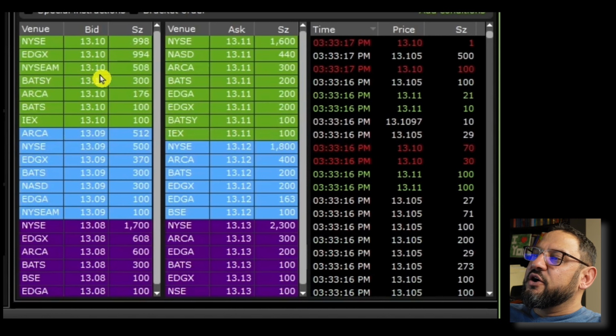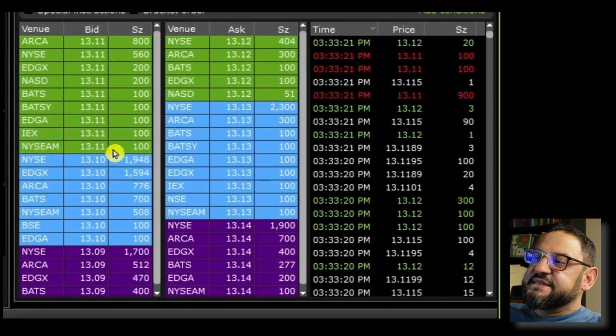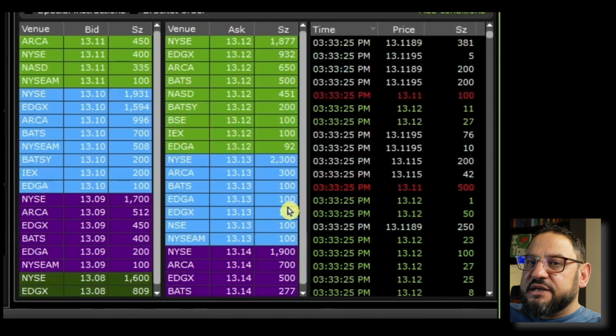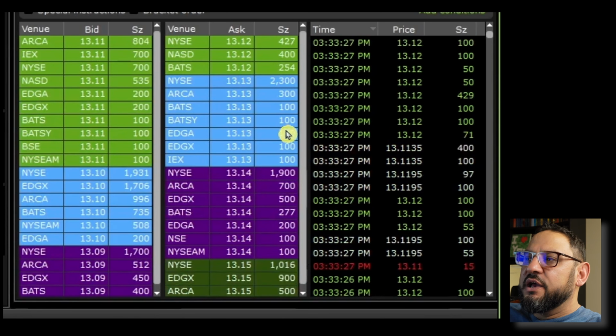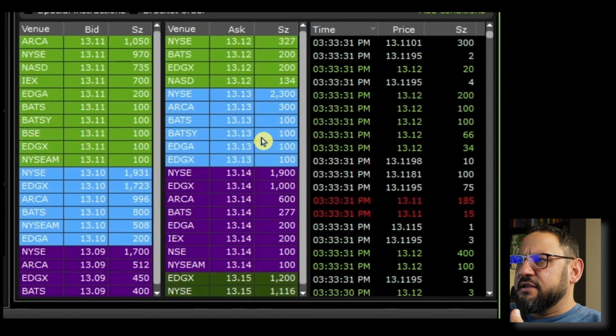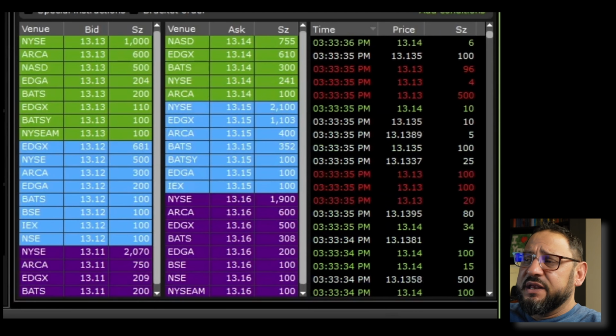So you can see here, $13.10. This is a stack. They call it a stack. If the stack is big, that means there's more demand on it. There's a lot of people who want the stock, want to buy the stock or want to sell the stock. It depends on where it is.